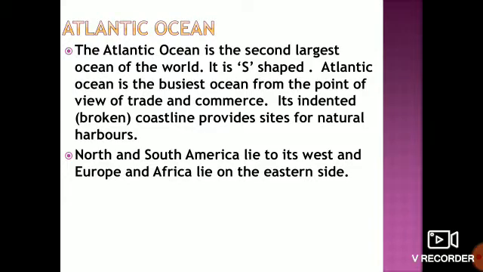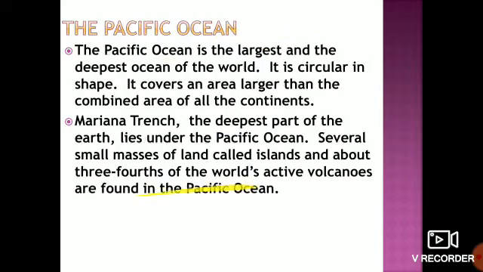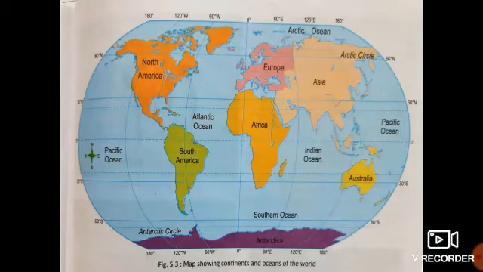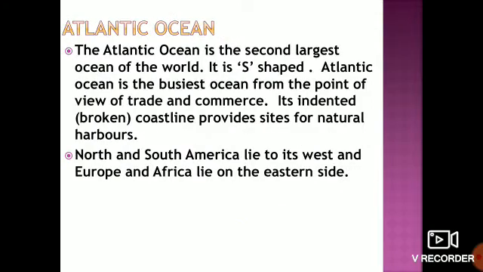Now, the Atlantic Ocean. The Atlantic Ocean is the second largest ocean of the world and it is S-shaped. As you can see, this is your Atlantic Ocean, this S-shaped ocean. The Atlantic Ocean is the busiest ocean from the point of view of trade and commerce, because countries trade with one another through the ocean. Commerce means trading activity.